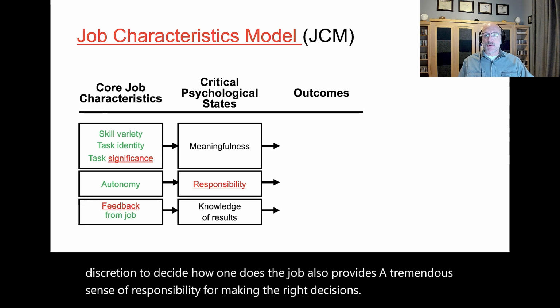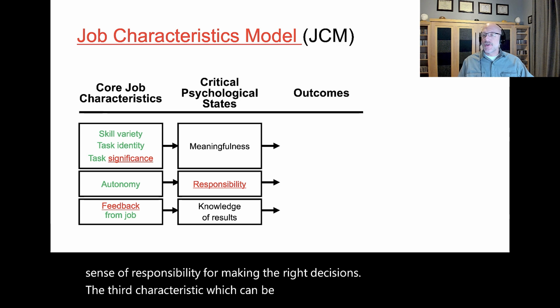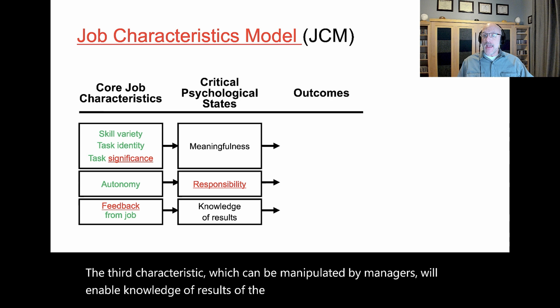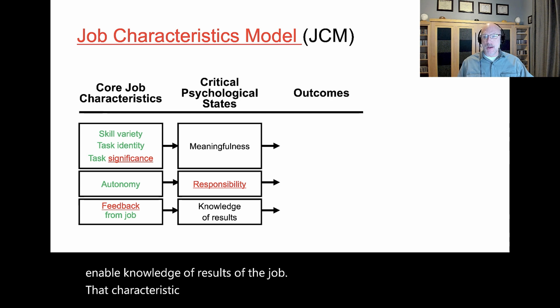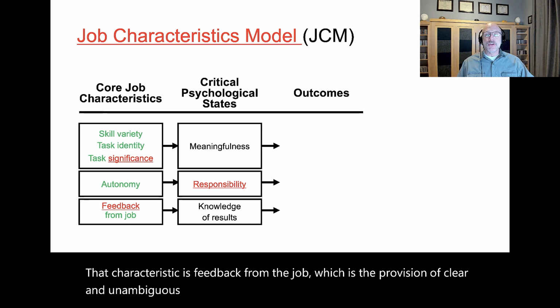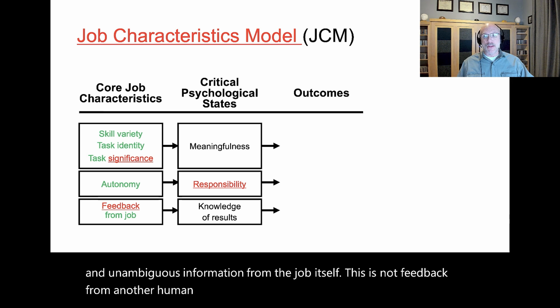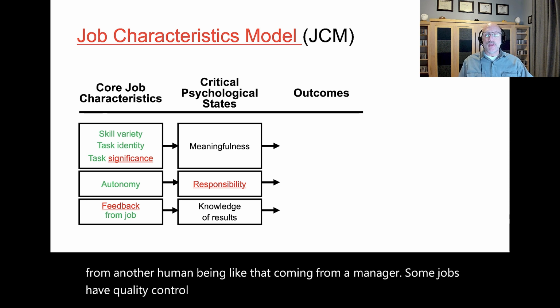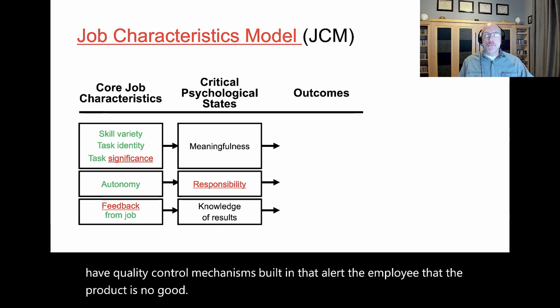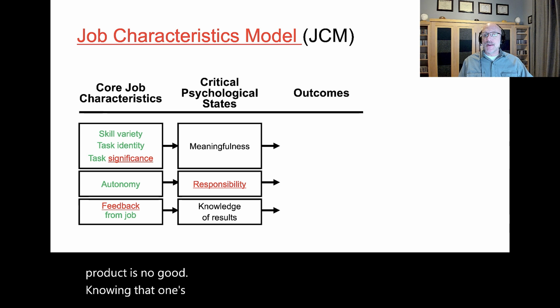The third characteristic, which can be manipulated by managers, will enable knowledge of results of the job. That characteristic is feedback from the job, which is the provision of clear and unambiguous information from the job itself. This is not feedback from another human being like that coming from a manager. Some jobs have quality control mechanisms built in that alert the employee that the product is no good. Knowing that one's performance is acceptable or unacceptable at all times is a good thing.